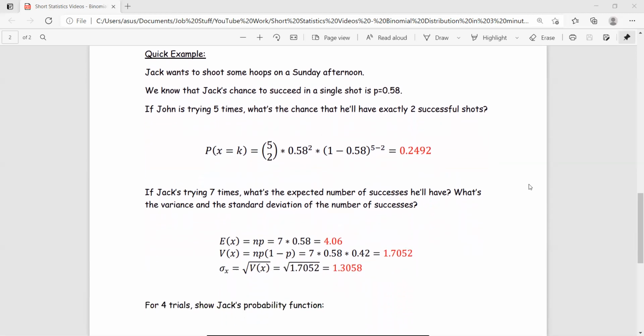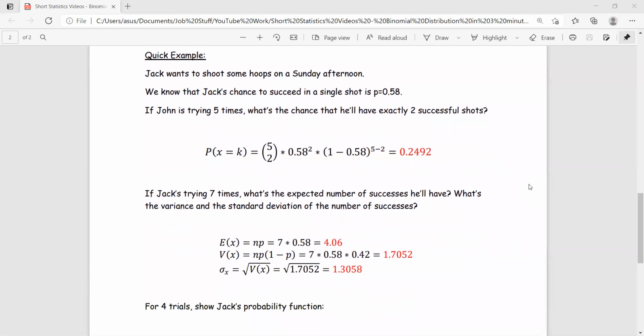Now, if Jack is trying 7 times, what is the expected number of successes he'll have? What's the variance, and what's the standard deviation of that number of successes? As for the expected number of successes, we've just covered that: n times p, which is 7 times 0.58, which is 4.06.